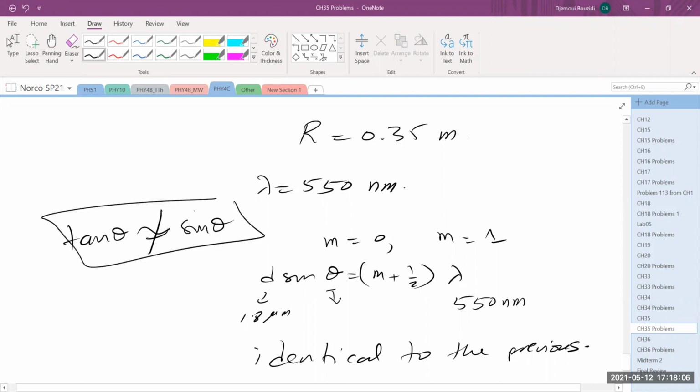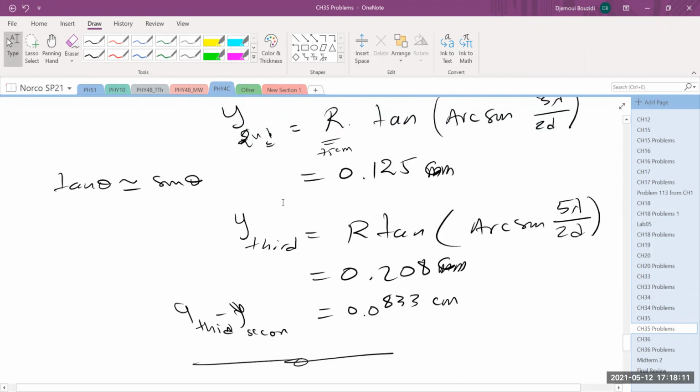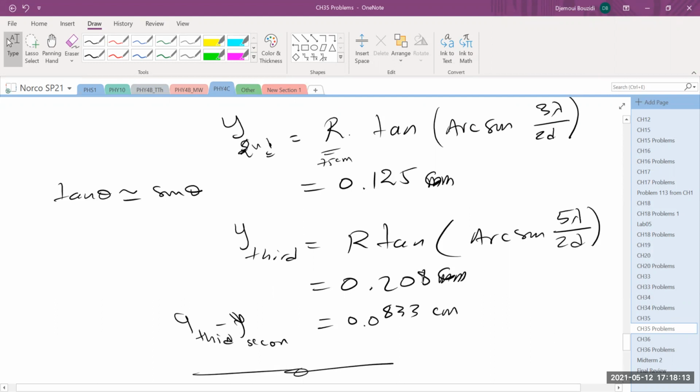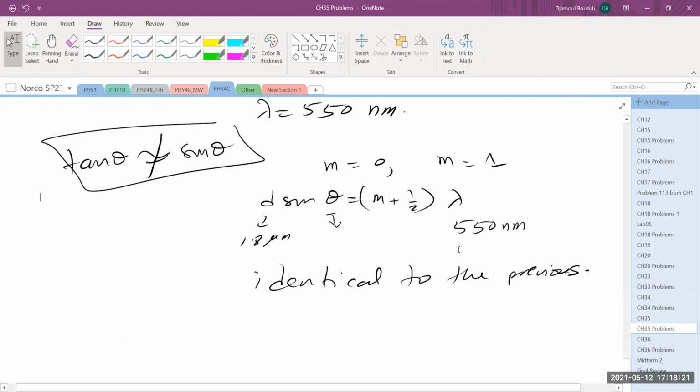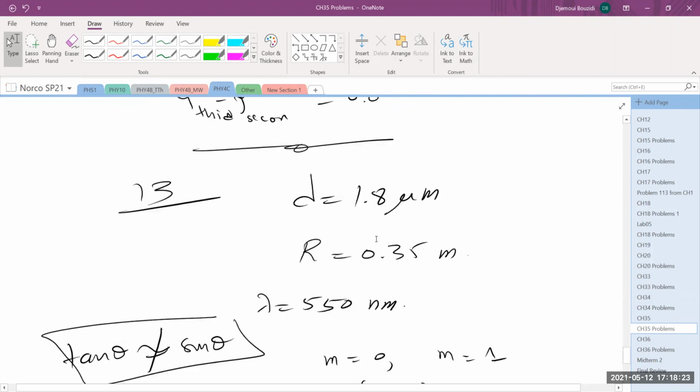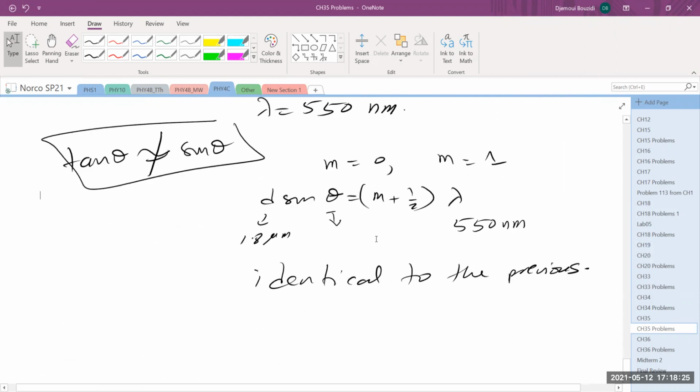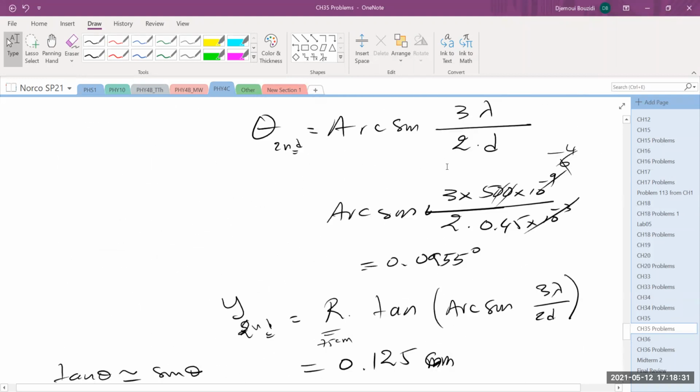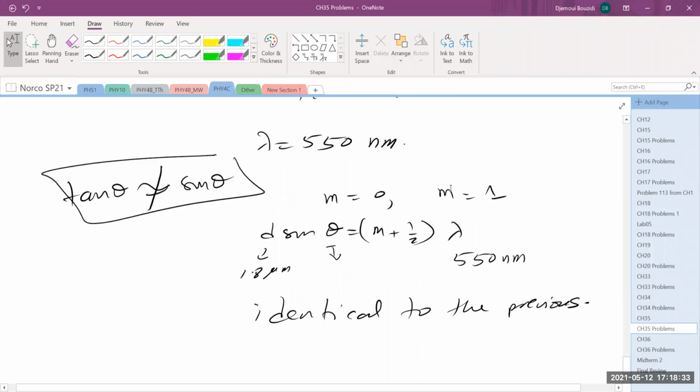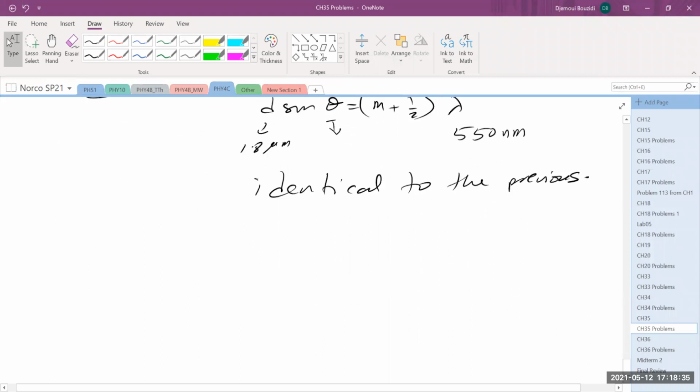Having said that, the calculation is identical, because even in the previous problem I didn't take advantage of this approximation. I just calculated the tangent, end of story, and the answer was very close. Actually, if I had used the approximation, I would have found the same answer, but here you cannot. You have to proceed exactly as in the previous problem, with the exception that m is equal to 0 and m equal to 1 in this case, versus m equal to 2 and m equal to 3 in the previous problem. That's it. So that's problem 13.